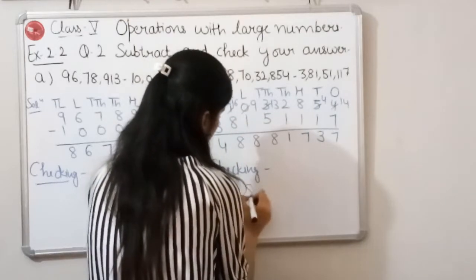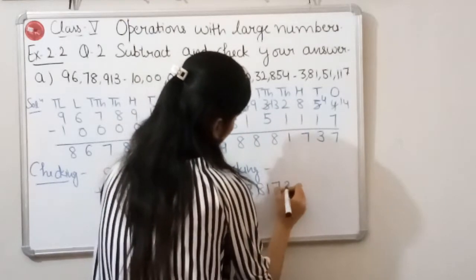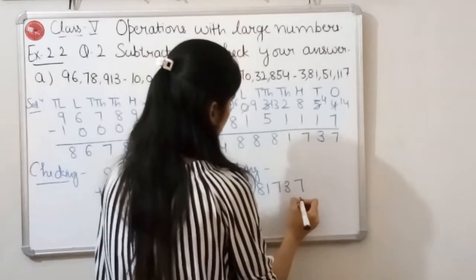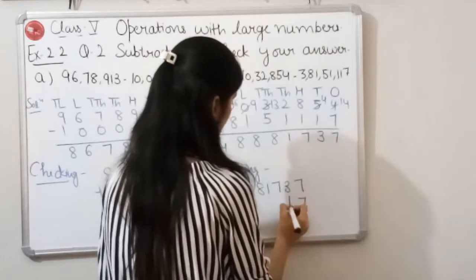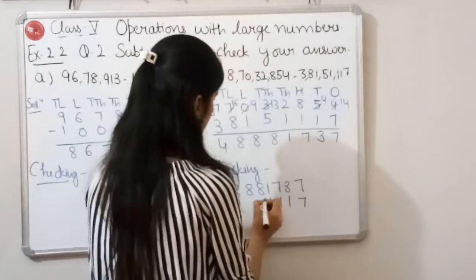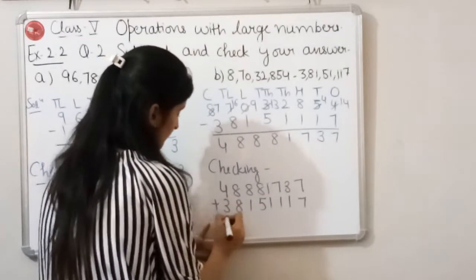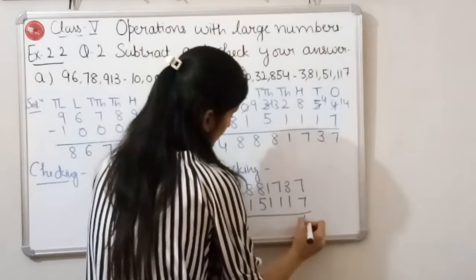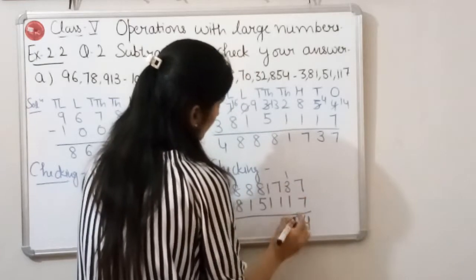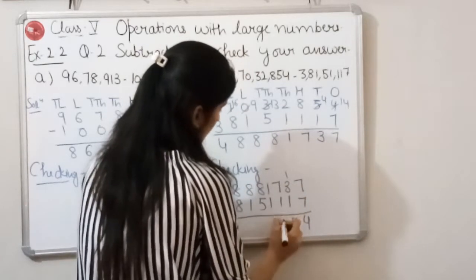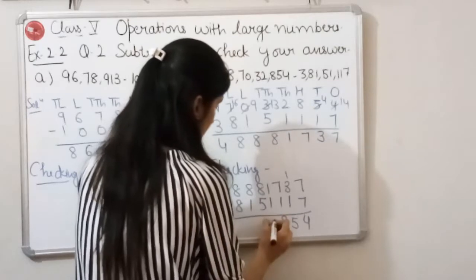4, 8, 8, 8, 1, 7, 3, 7. And the subtrahend is 7, 1, 1, 1, 5, 1, 8, 3. 7 plus 7, 14. 3 plus 1, 4 and 1, 5. 7 plus 1, 8. 1 plus 1, 2.